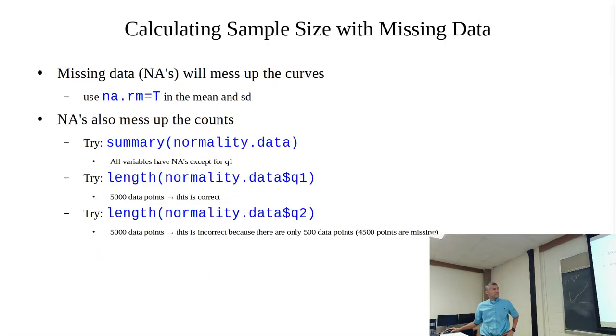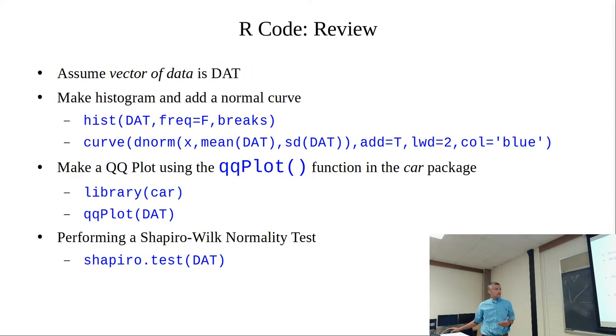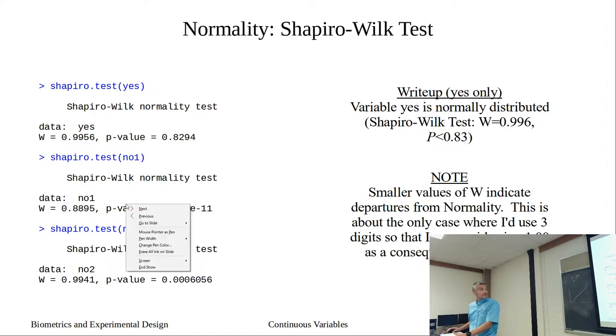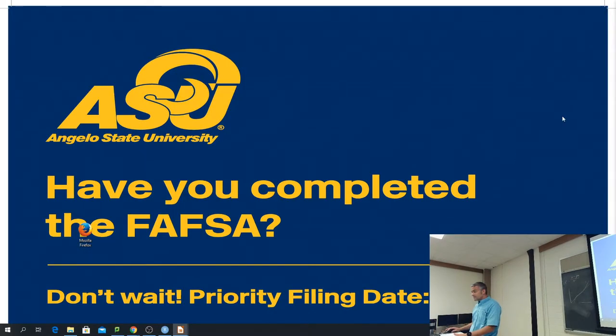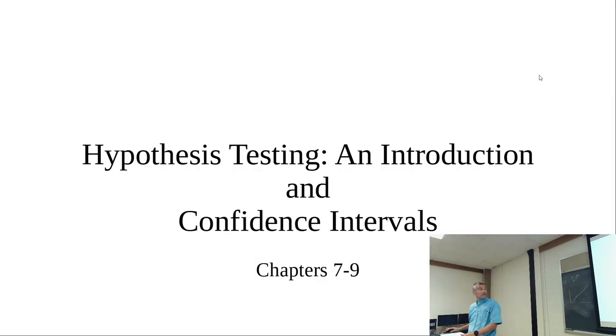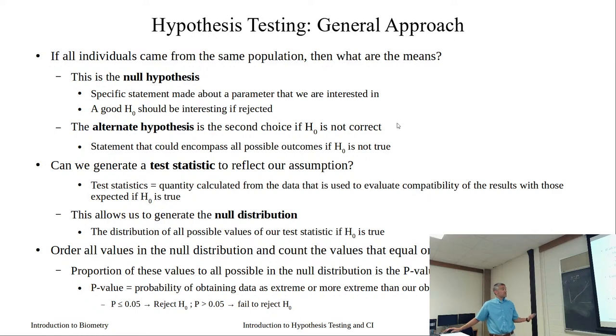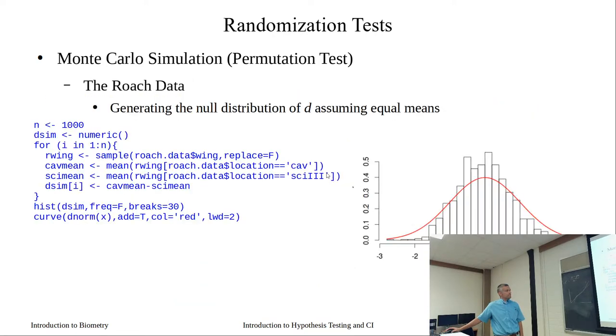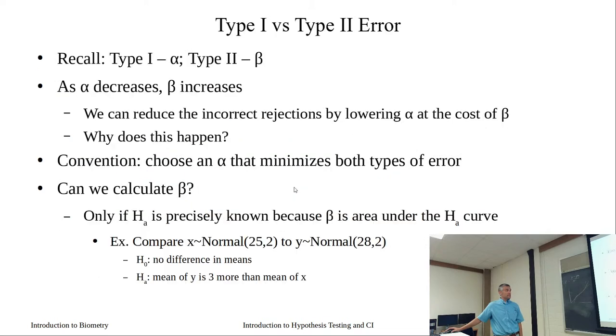I show you how to do the sample sizes again, because the sample size for the Shapiro-Wilk is important. But we're going to easily finish this on Wednesday, and that means our next presentation is hypothesis testing and confidence intervals. We introduce hypothesis tests, so more definitions, and then I show you how we generated some of the p-values, like where we're getting p-values, and talk about type 1, type 2 errors.